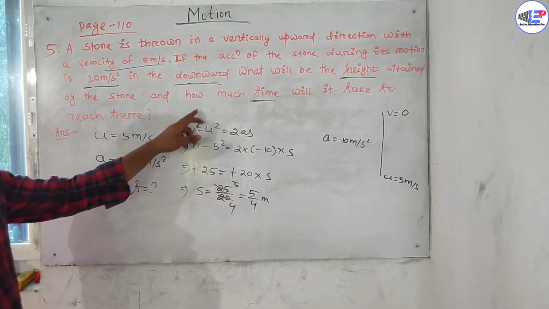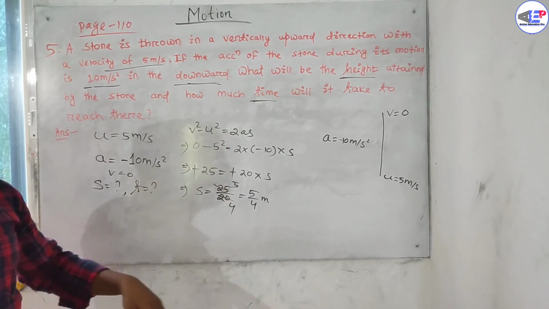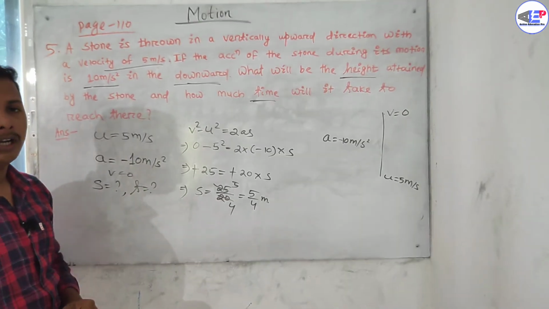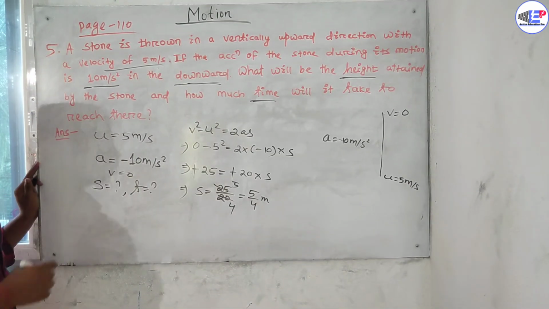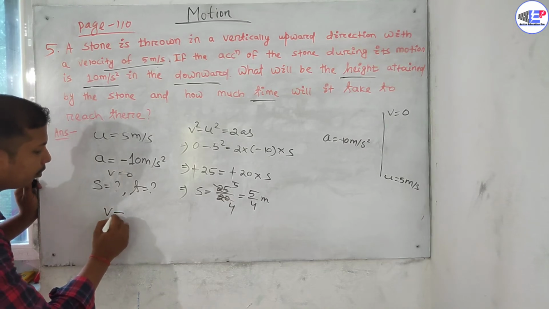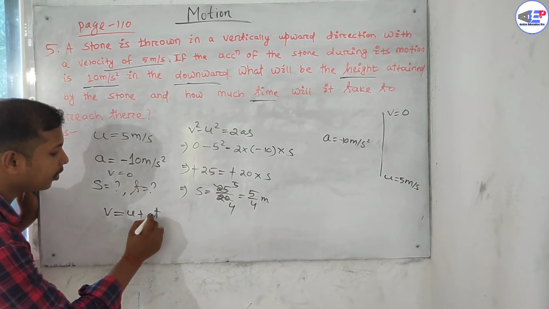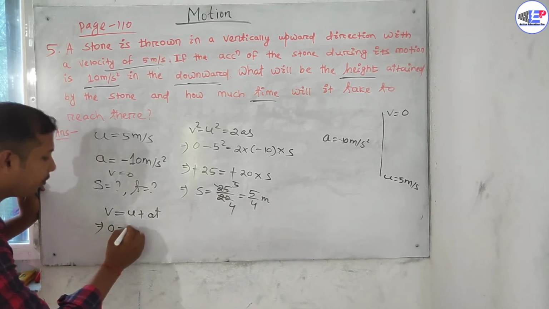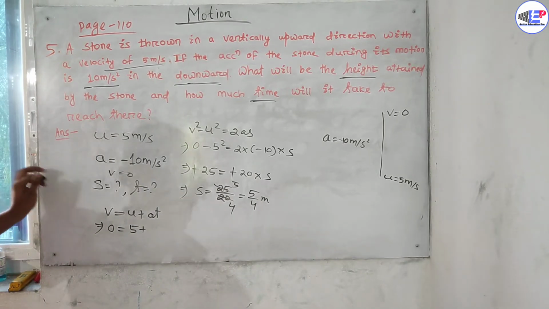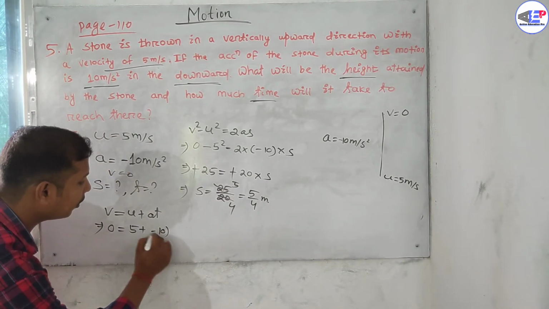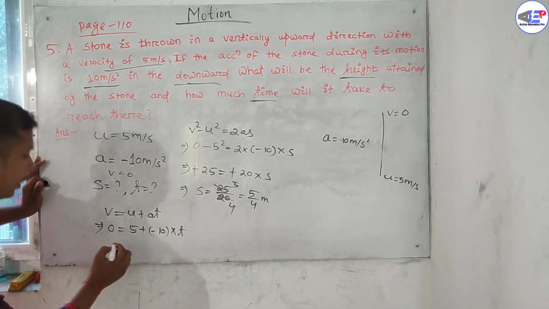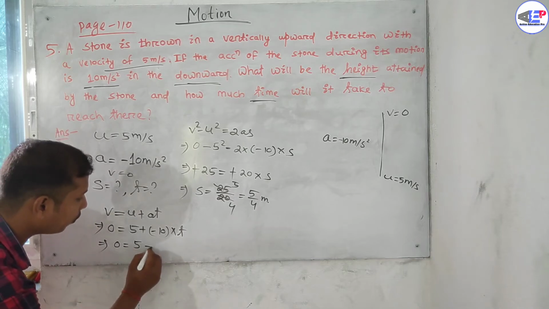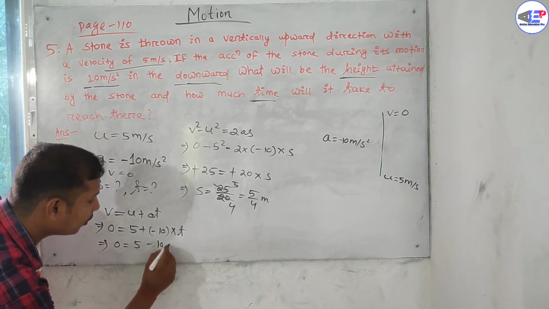Next we have to calculate the time taken by the stone to reach this distance, the distance of 5 by 4 meter. We know that from first equation of motion, v is equal to u plus at. We have the value of v, that is 0. u is 5 plus a. Here a is minus 10 into t. So it will be 0 equal to 5 plus minus 10t.